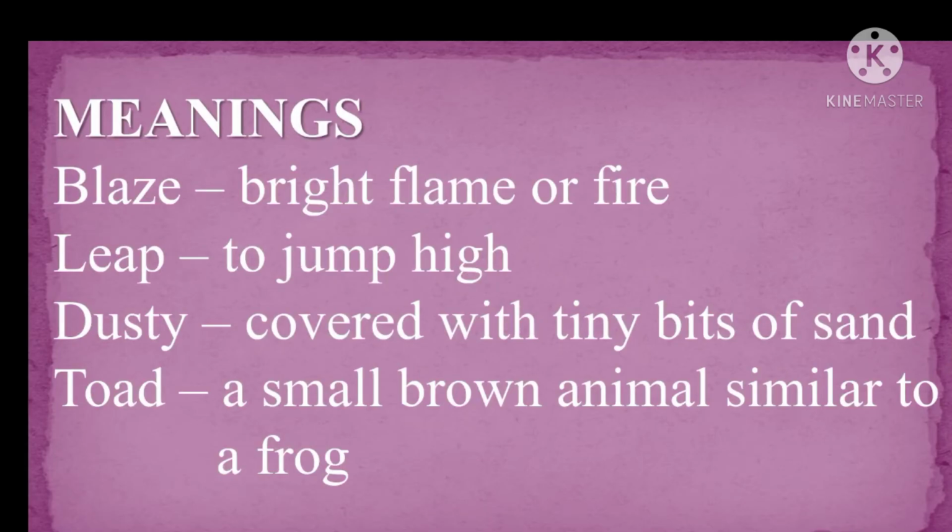Indian Seasons, meanings. Blaze: bright flame or fire. Leap: to jump high. Dusty: covered with tiny bits of sand. Toad: a small brown animal similar to a frog.